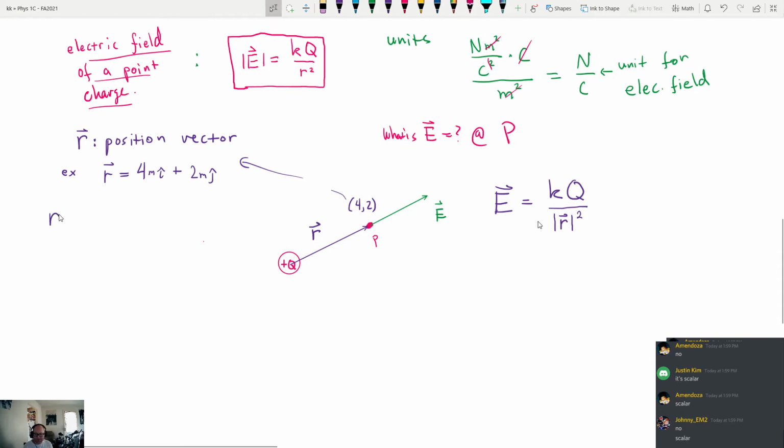Just as a refresher, if I take a vector and I write lines around it like this, this means the magnitude. Only the magnitude and not the direction. You've taken away the direction. You've erased it from existence. Why didn't I just divide by r then? Can I do that? Can I divide by a vector? You cannot. It is not a mathematically allowed operation.